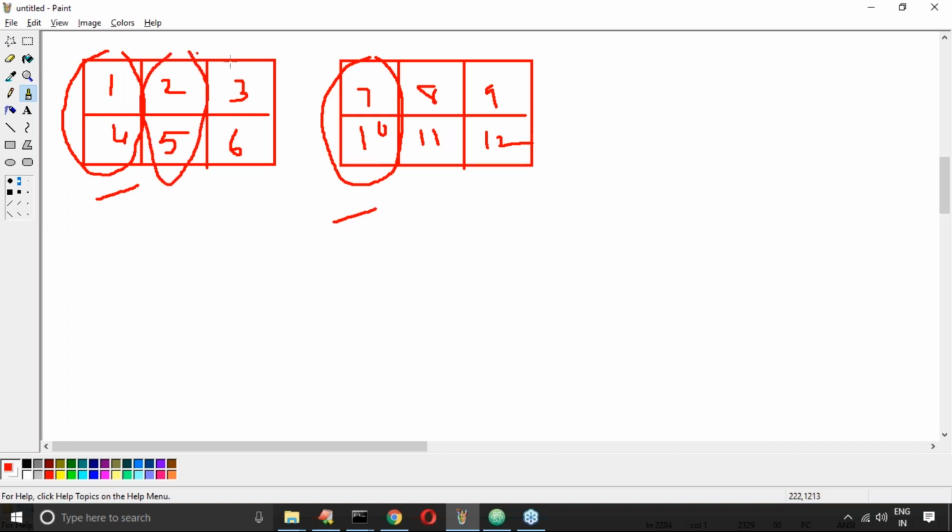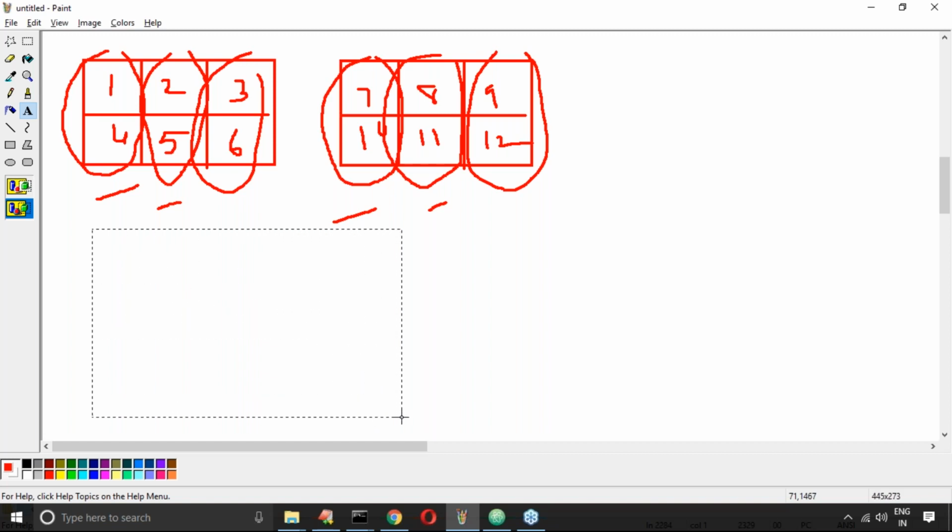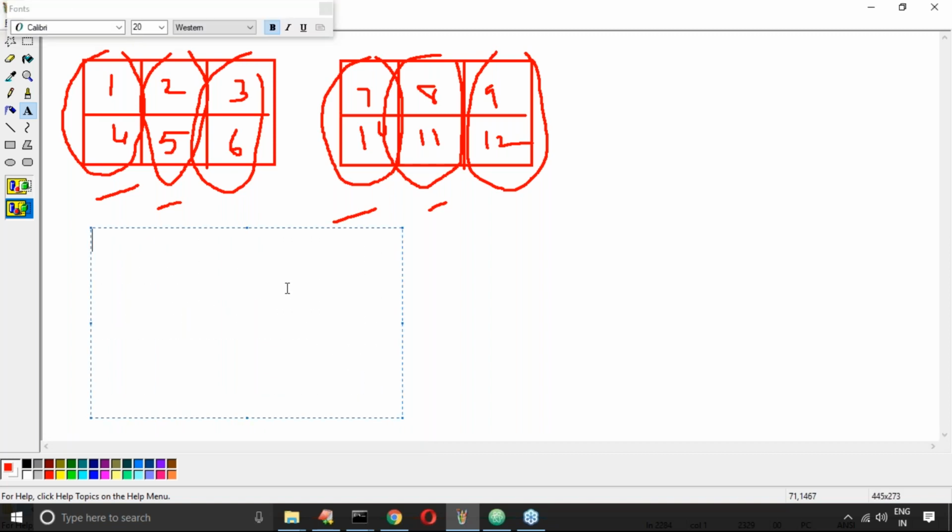This column will become rows, and this is the second 2D array. This column will become the third rows. It will become the next 2D array. Is it? Hmm. Let me check. I'm not sure about that. What I'm taking is column wise, right? Column wise, right? Okay.